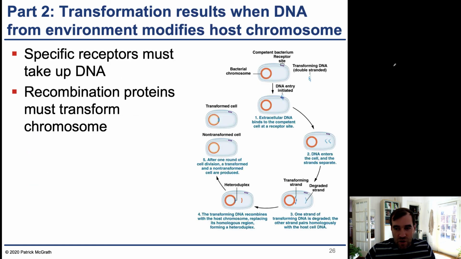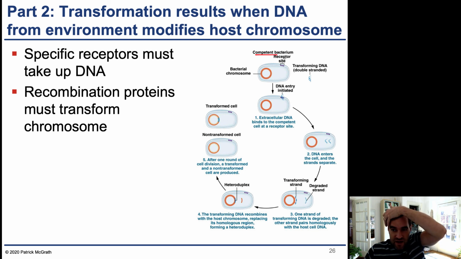So transformation occurs because there's free DNA within the environment. If a cell lyses, if a phage lyses a cell, or if it just dies for other reasons, the DNA within the cell can be released into the environment. Some bacteria, and this is not all bacteria, this is an active process, are able to take up DNA, and they're called competent bacteria.